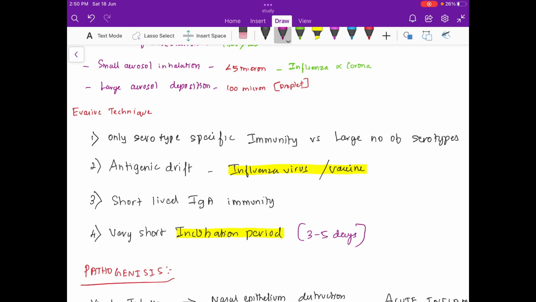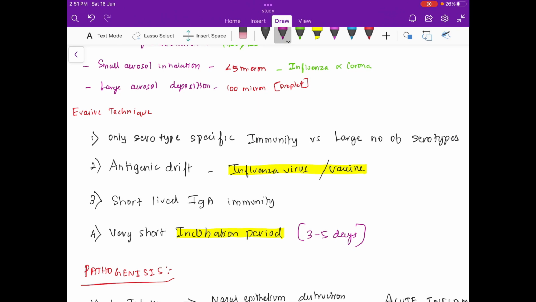The first evasive technique is that after one episode of cold, the body produces immunity against one particular serotype of the virus, but there are a large number of serotypes of the virus. Another mechanism is antigenic drift. Antigenic drift is a simple thing where the influenza virus changes the pattern of the antigen it presents on the cell over a period of time. This causes the influenza virus not to be detected by the body over a period of time, and we tend to have flu-like illnesses over a period.